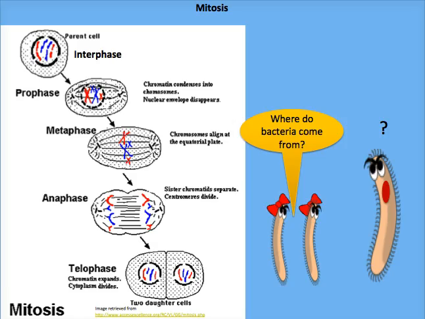Take a moment to look at all the stages of mitosis together. Make sure you know the names of the stages, what happens at each stage, and how the number of chromosomes changes throughout the process.